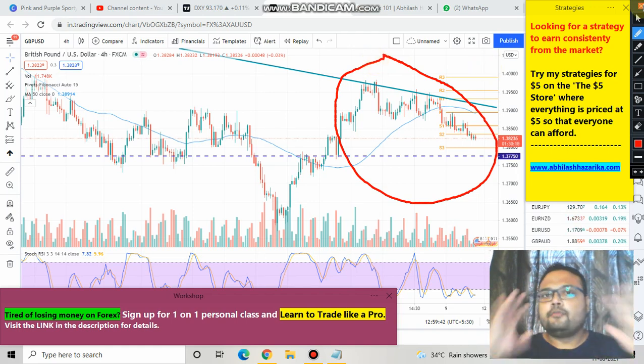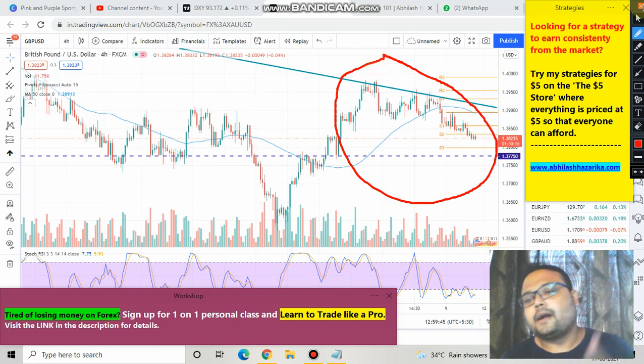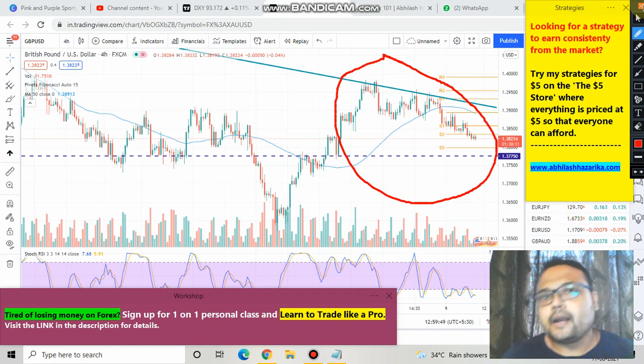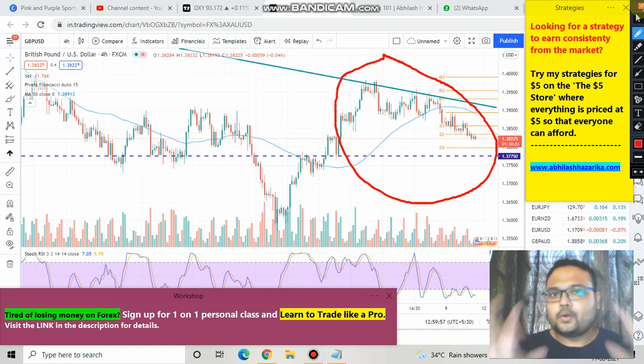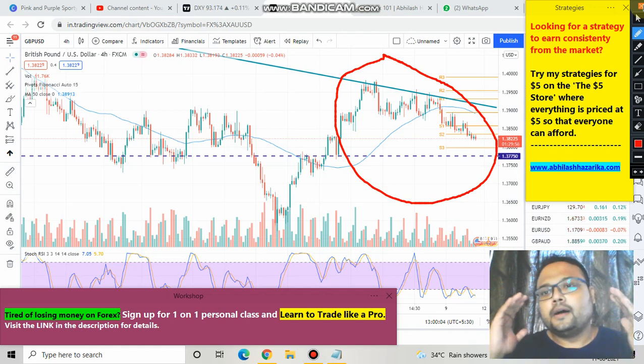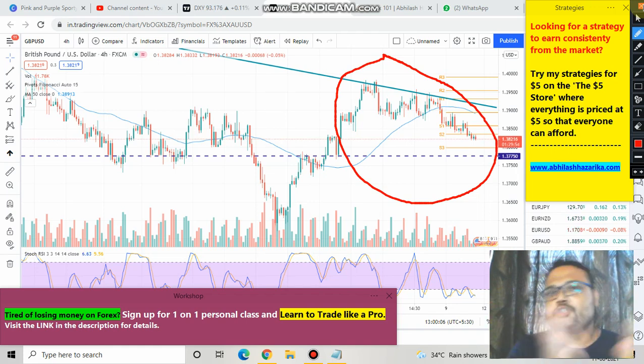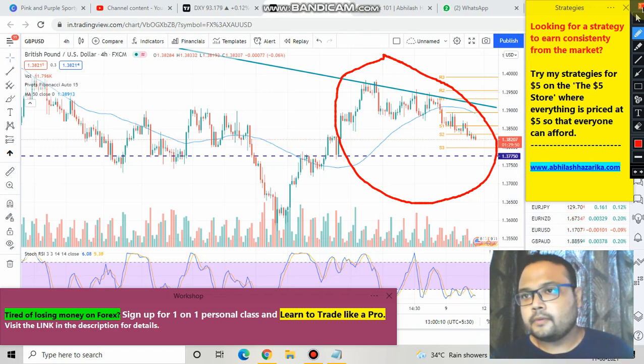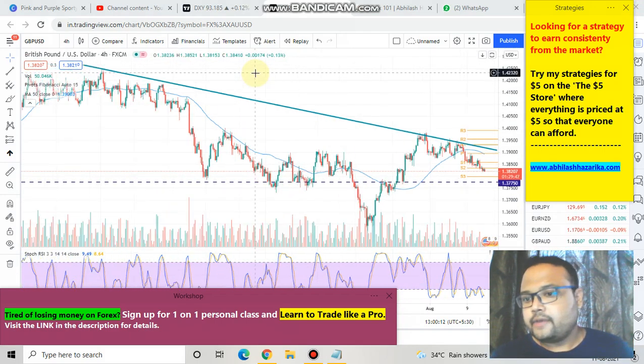Therefore, following the basic thumb rule of the market, which says follow the trend. Following the trend means if a market is in an uptrend, we should mainly look for buying opportunities, and if a market is in a downtrend, we should mainly look for selling or shorting opportunities. So one thing is clear to us, that GBP USD is in a downtrend. Therefore, it will be wise if we only look for shorting opportunities. Clear? So we have understood the trend of the market.